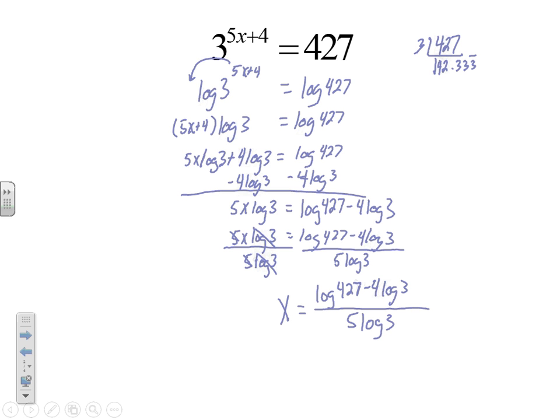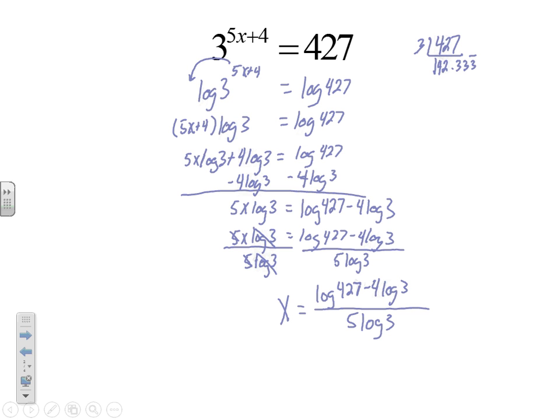Now this is what we would generally think of as an exact answer, where we have x is equal to something. Because you can say log of 427 on your calculator and it'll give you some decimal number. It'll give you some irrational number that never repeats. So we don't want to write the rounded decimal number and then do math with it. We want to do the math like this.